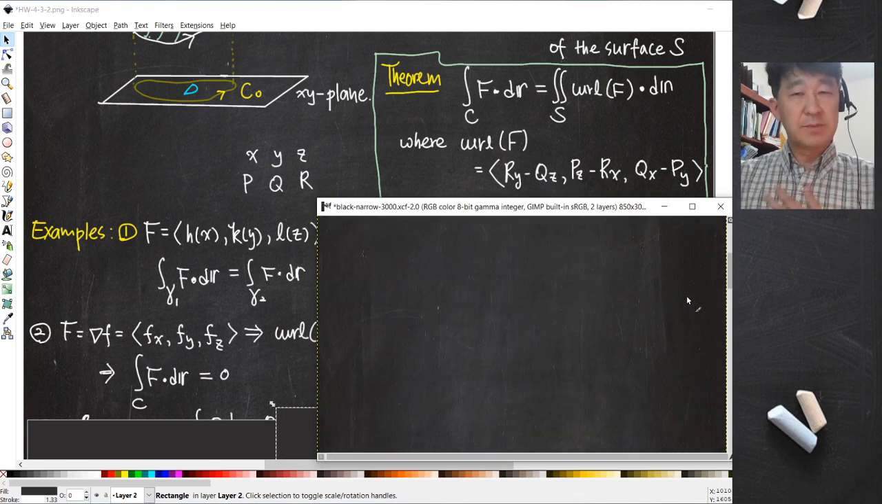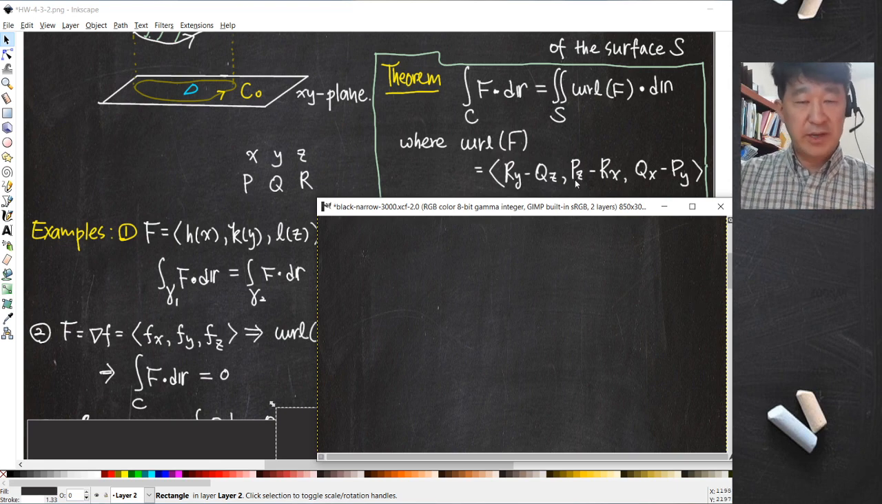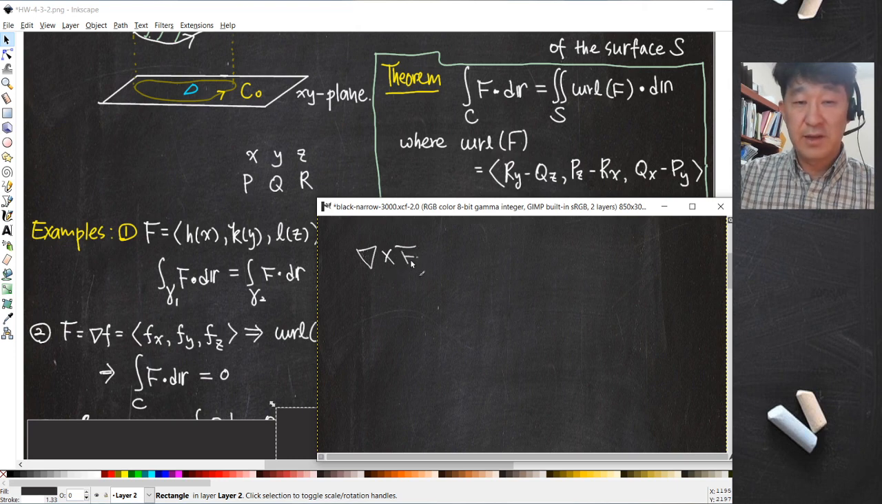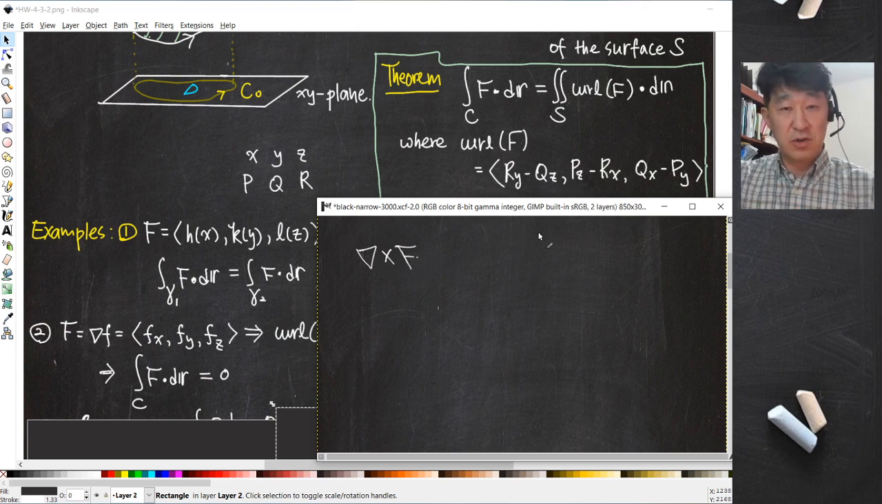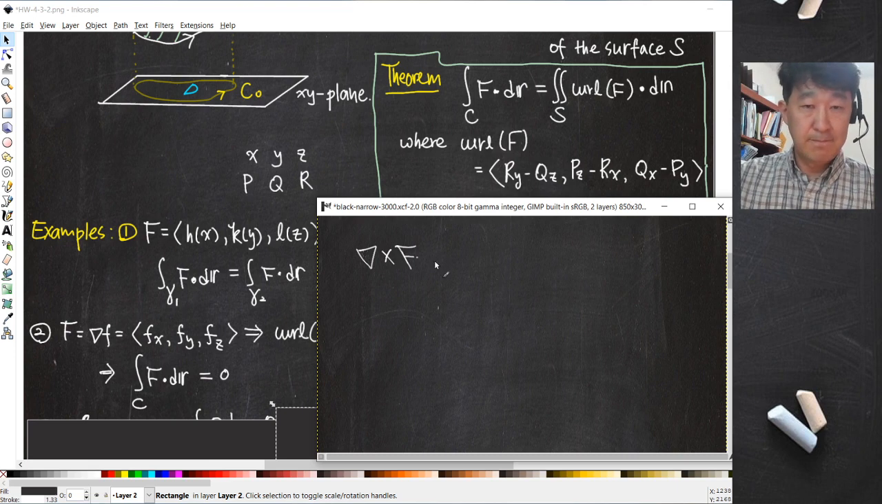The way they explain how this formula came about is using this matrix multiplication. That's pretty neat. They usually write it like this: the gradient, I think because of the partial structure, cross product with the vector field F. That's how they usually write this curl. That's how they define, I think, denote the curl in there.